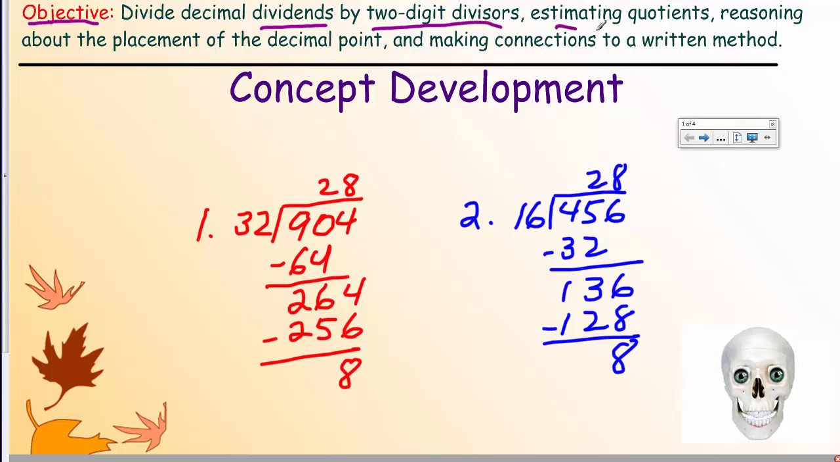We're going to estimate quotients. We've done that before. Reasoning about the placement of the decimal point, we did that on the last lesson, if you recall. And making connections to a written method, which we're there. We're all there about making written connections to showing the tenths and all that good stuff. So let's just go and get started.